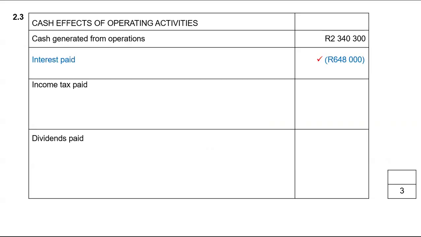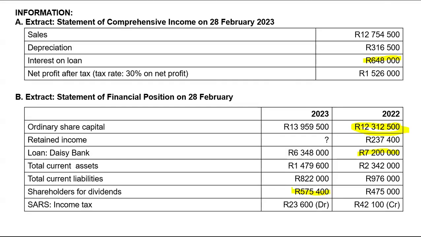Paid means you put it in brackets. Now we want income tax paid. I also did thorough notes on these. When it comes to income tax paid, you only look at your income tax. And when you look at your income tax, I will just check where it was. Income tax, last year it was 42,100, but it's credit. When it's credit, when it's CR, it means it was in trade and other payables. So we were owing that last year.